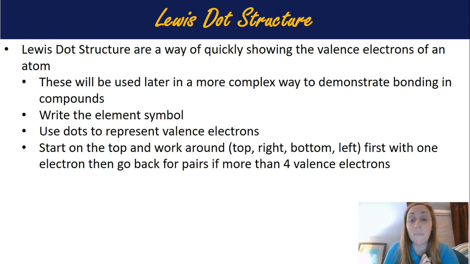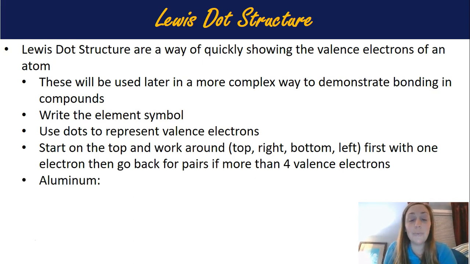So go to the right, bottom, then left. First fill with 1 dot to show 1 electron. And then once you do all 4 sides, you go back and fill with additional electrons if you have more than 4 valence electrons. So make sure you do a top, a right, a bottom, and a left with just 1, 2, 3, 4. And then if you have 5, 6, 7, 8, you do more.